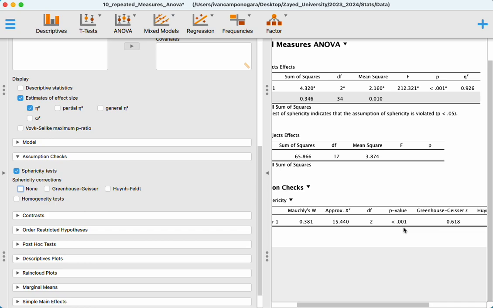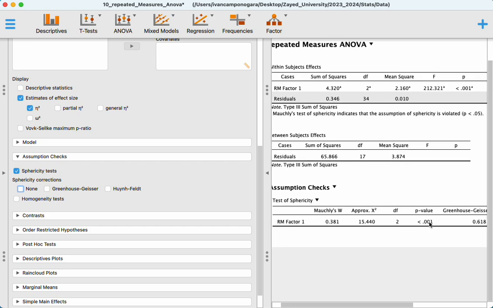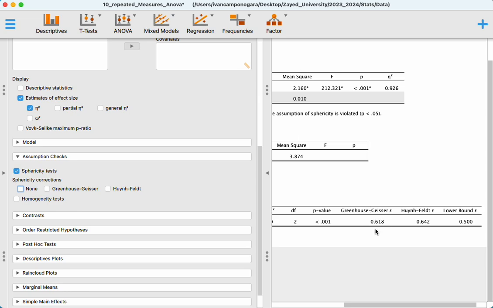Just remember that if data are normally distributed, the Mauchly W p-value, which is this, in the sphericity test is higher than 0.05. If it's lower, then there is a violation of sphericity, so data are not normally distributed. So what I have to do is to look at the Greenhouse-Geisser test. So if the p-value is less than 0.05, so sphericity is violated, I look at the Greenhouse-Geisser.